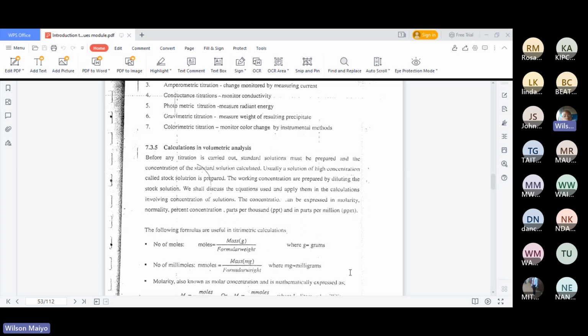So that's how you can prepare. You say to prepare 800 ml of 0.5 molar HCl, you measure 33.42 centimeter cube of stock, and then you dilute in enough distilled water to make 1 liter.